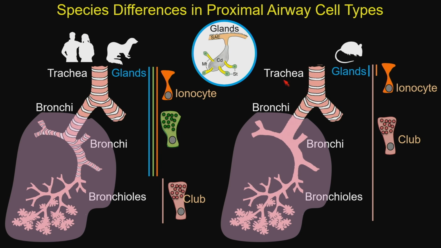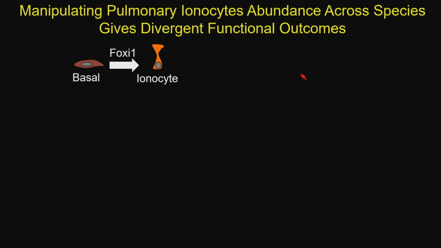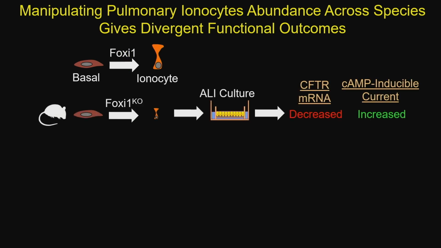And these submucosal glands only exist in the proximal region of the trachea. Some work done by two Nature papers that came out in 2018, Aaron Jaffe and Jay Rajagopal, described manipulating ionocyte abundance in a number of different ways in two different species. One key factor in multiple organs is FOXI1, the transcription factor required for the specification of ionocytes. In the airway, this can come from basal cells. If you knock out FOXI1, you get rid of ionocytes completely.